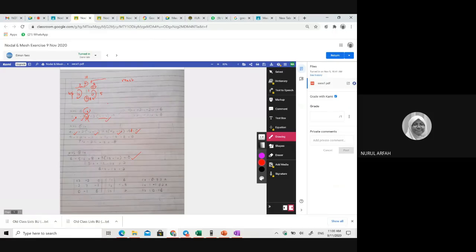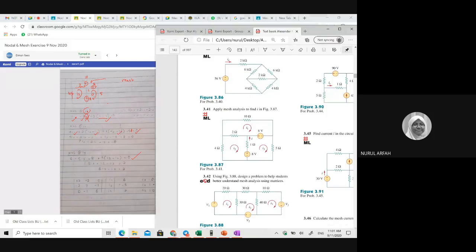Oh, wait. Where is I1? There's no answer. Just be patient. But the answer here, they put I3 minus I2 equal to 1.188. What is that? I do not understand. It's okay. I think, oh, okay. Because of the question, where is the question?